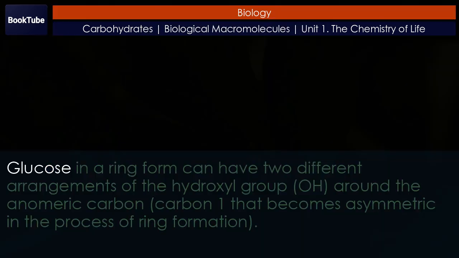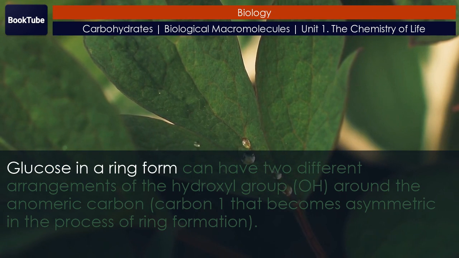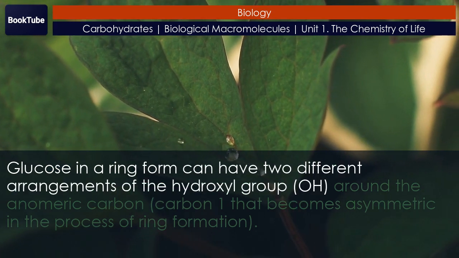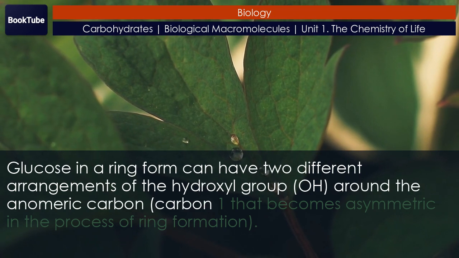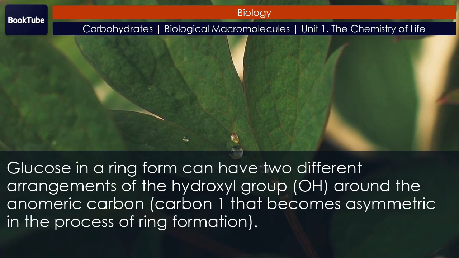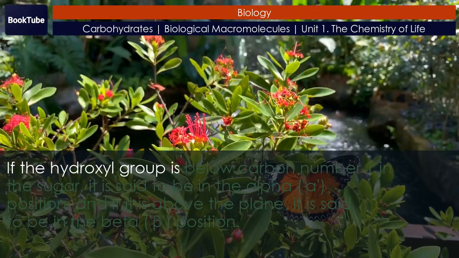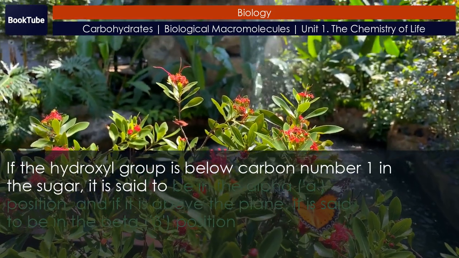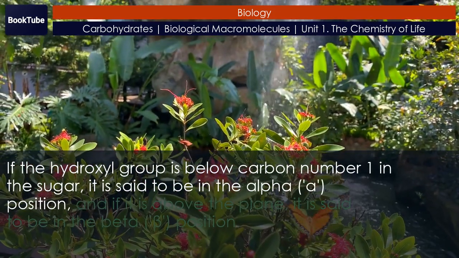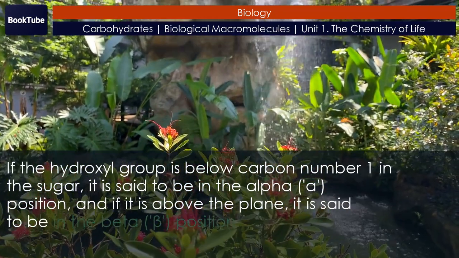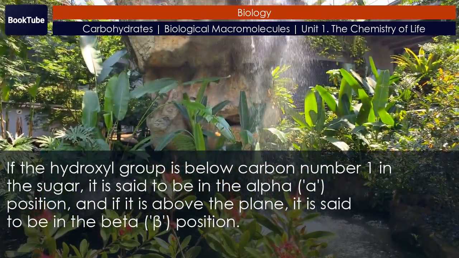Figure 3. Glucose in a ring form can have two different arrangements of the hydroxyl group, OH, around the anomeric carbon, carbon 1, that becomes asymmetric in the process of ring formation. If the hydroxyl group is below carbon number 1 in the sugar, it is said to be in the alpha position, and if it is above the plane, it is said to be in the beta position.